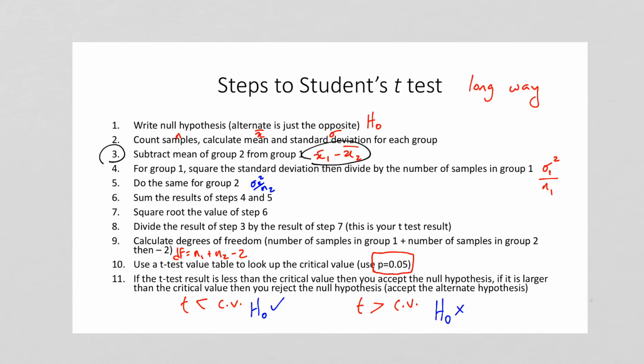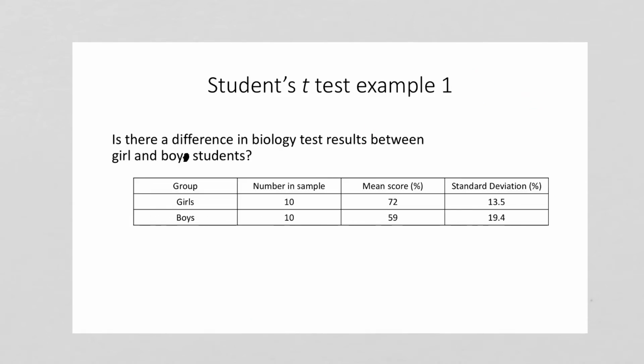Let's have a look at an example of this. It looks much more complicated than it actually is. So let's have a look at an example together. We will do 2 examples together. Here's the first one. So is there a difference in biology test results between girl and boy students? You'll see we have the results from 10 girls, the results from 10 boys. The mean score of the girls was 72%, the mean score of the boys was 59%, and the standard deviation was 13.5 and 19.4 respectively.